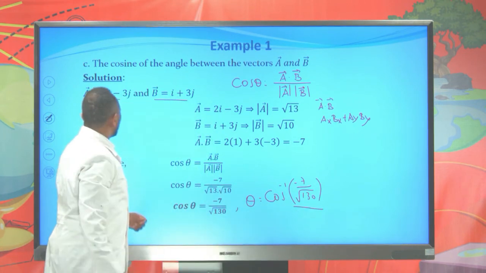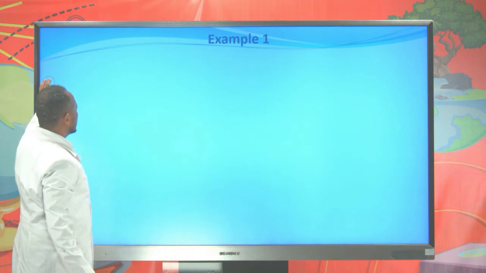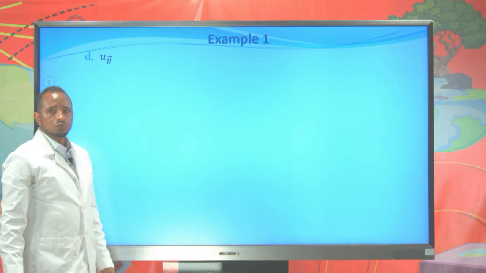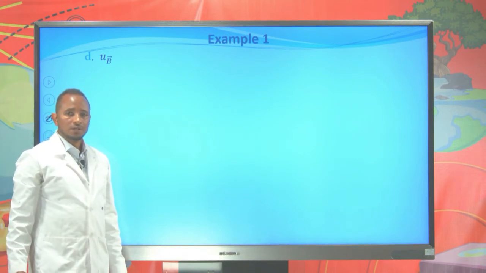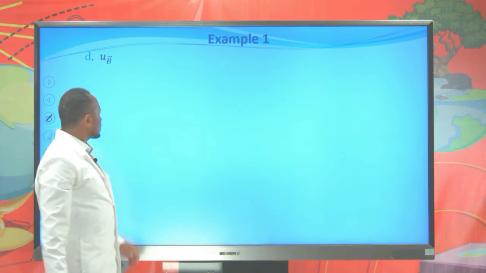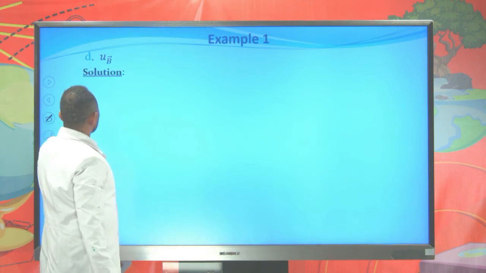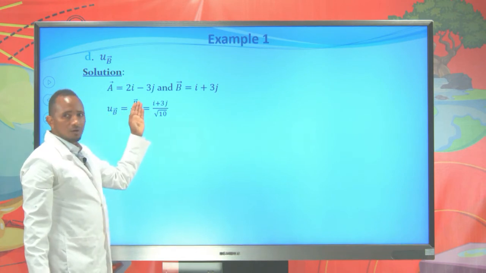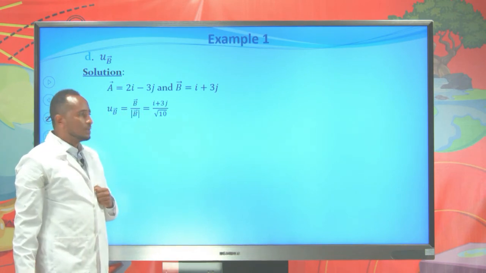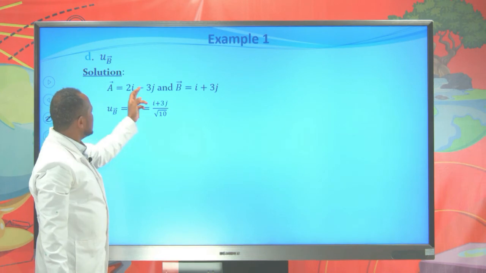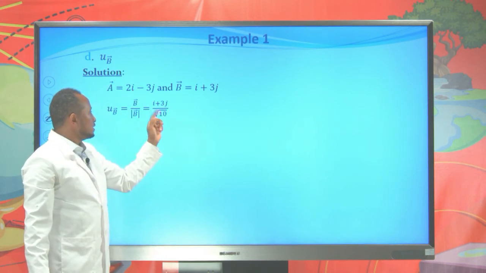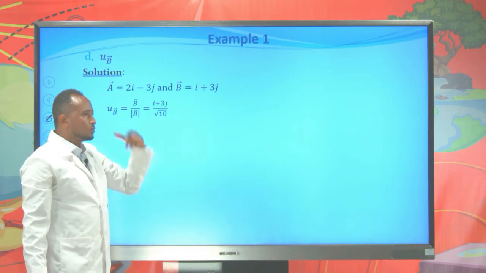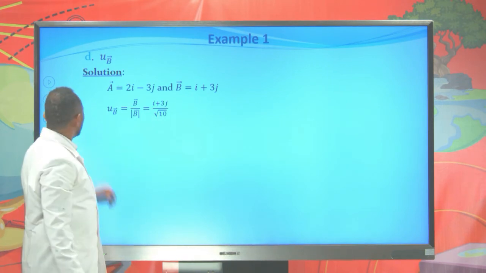This is it. Okay, now the other part. We are asked to determine the unit vector in the direction of b. The unit vector in the direction of b is given by this formula, b divided by the magnitude of b. So vector b is here, it is i plus 3j, divided by the magnitude of b. We have found the magnitude of b is the square root of 10. This is the unit vector in the direction of b.